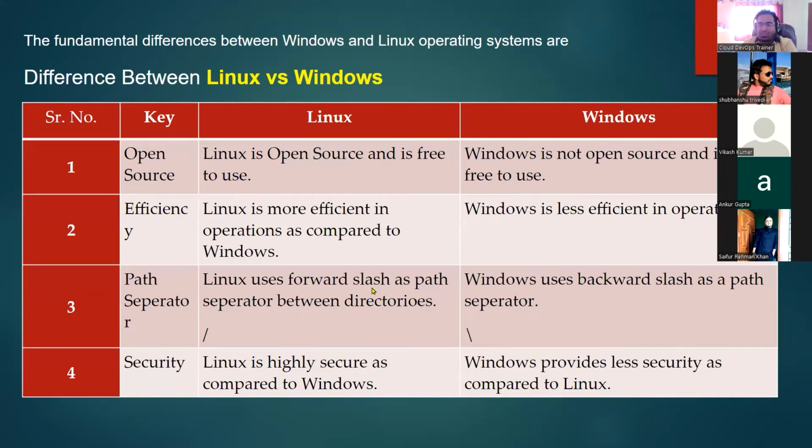Linux uses forward slash as a path, but Windows uses backslash as a path. Linux is highly secure compared to Windows. Windows provides less security compared to Linux. So if we are comparing, I am telling you that Linux is more secure.